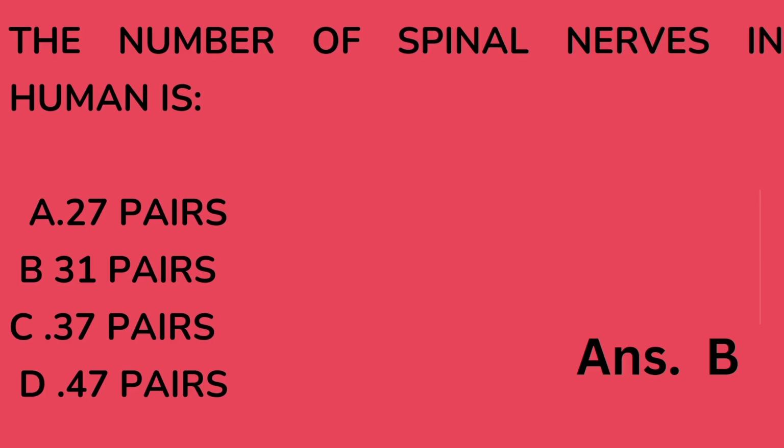Next question, the number of spinal nerves in human is option A 27 pairs, option B 31 pairs, option C 37 pairs, option D 47 pairs. Here the right answer is option B, that is 31 pairs.